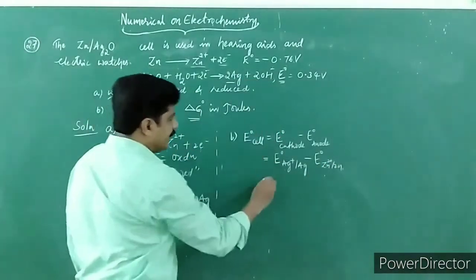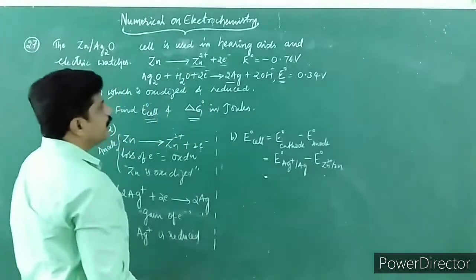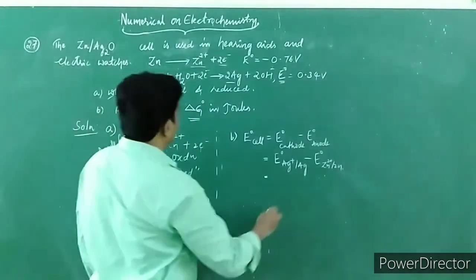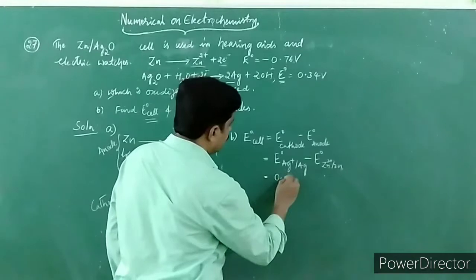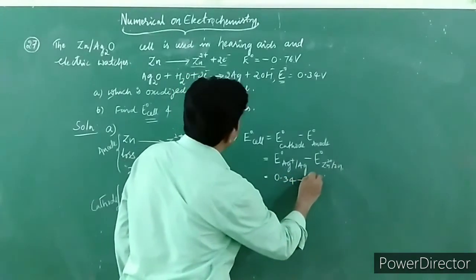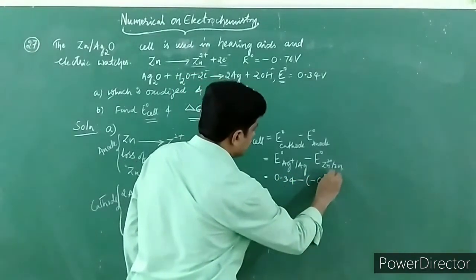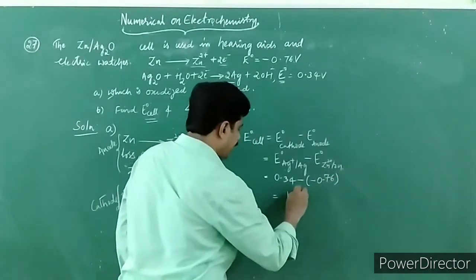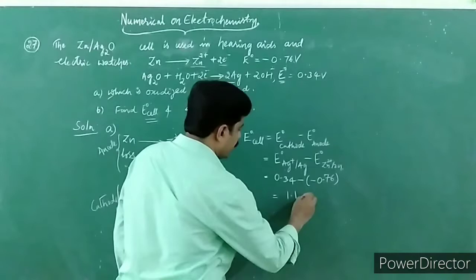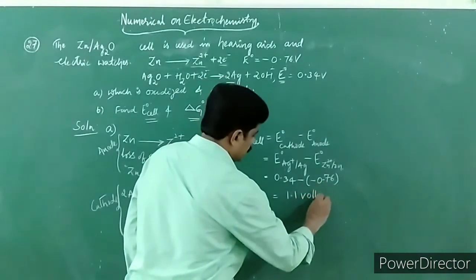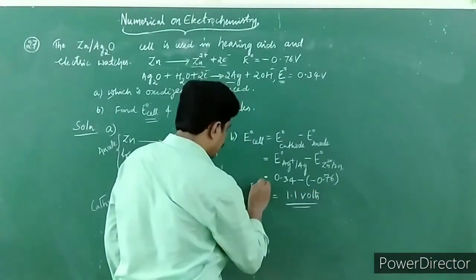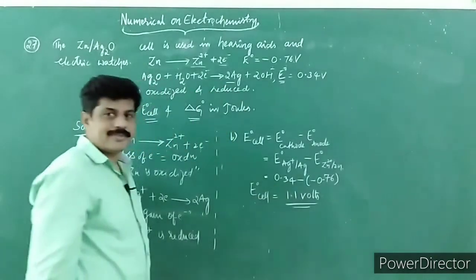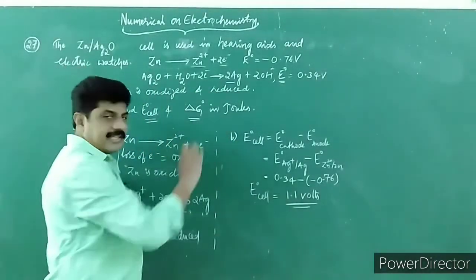Now the values are given there. Look here. E naught Ag+ is how much? It is 0.34 volts minus of -0.76 volts. Children, if you simplify, you are going to get 1.1 volts of E naught cell. So the second part, E naught cell, is over.